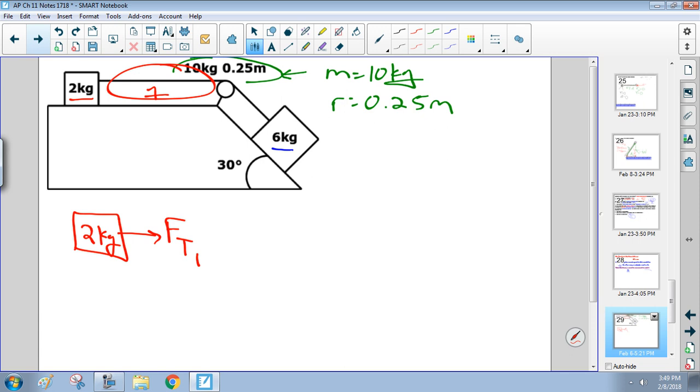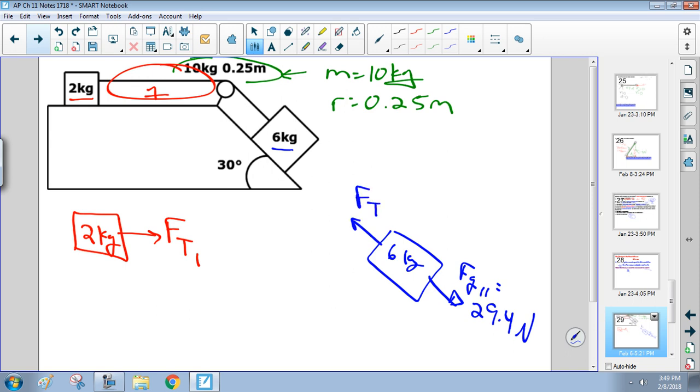Over here for the 6 kilogram box, you're going to have your FG parallel, which is 29.4 newtons. And then you've got another tension force, which I will call force of tension 2. That's pulling over here, tension 2. So we've got tension 1 pulling this way, tension 2 pulling this way. Oops, I wanted that to be blue. Tension 2 pulling this way.